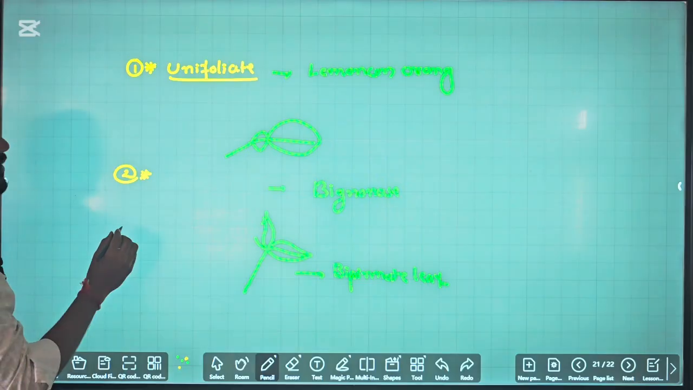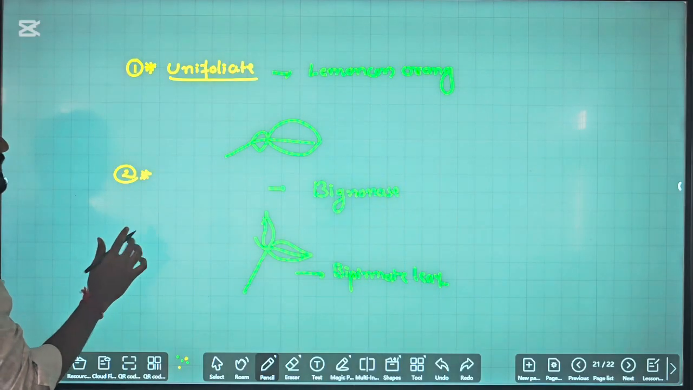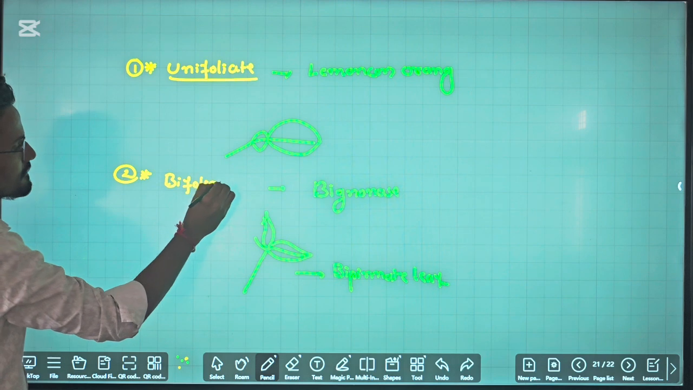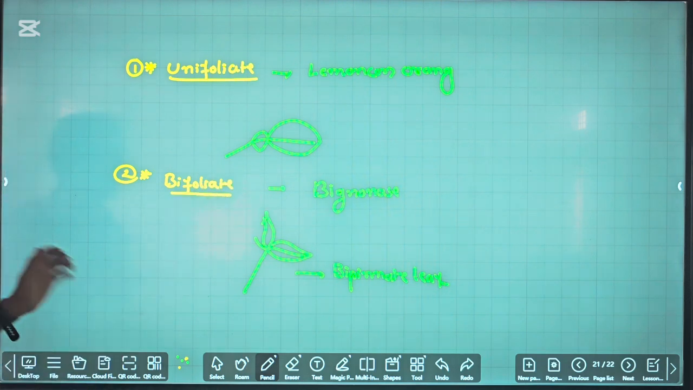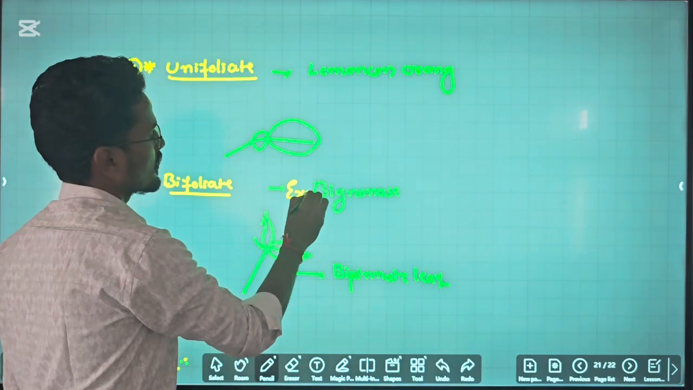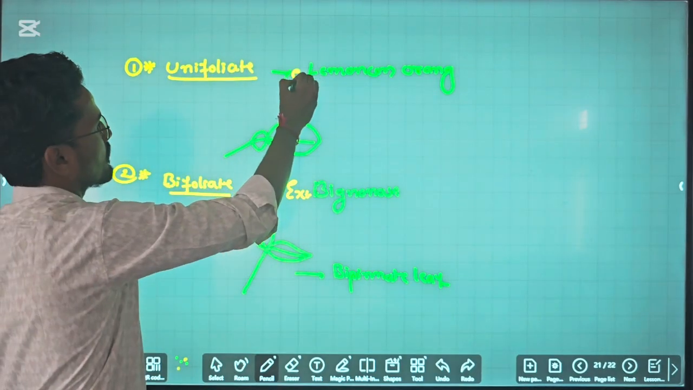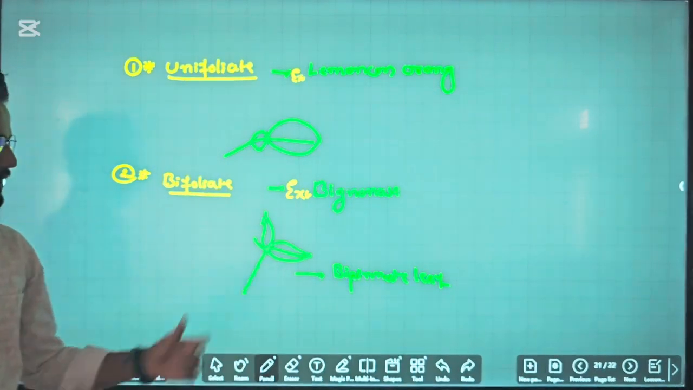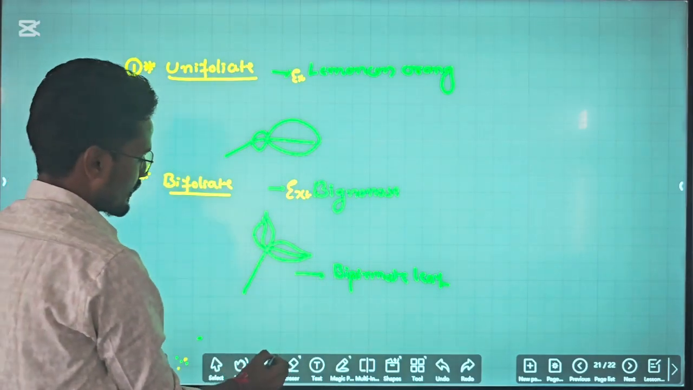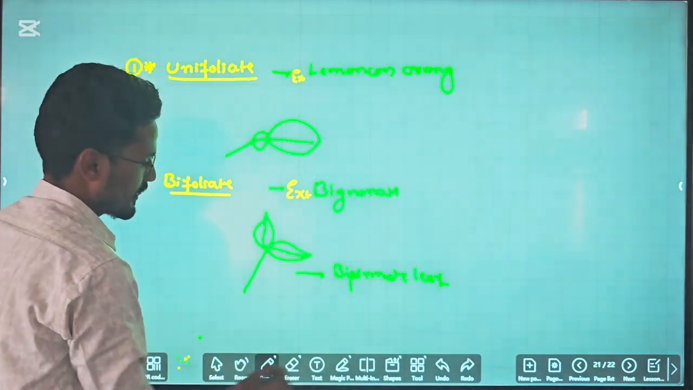So the second type of compound leaf is bifoliate. Bifoliate. Okay. So a bifoliate example is Bignonia. Okay. So this is a type of leaf.